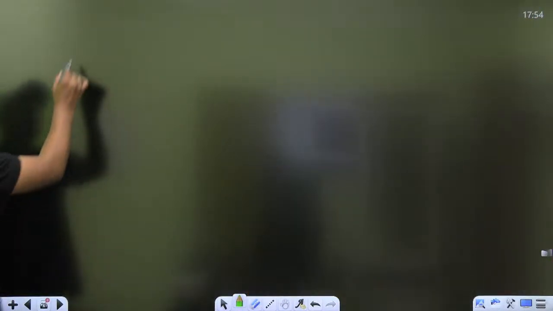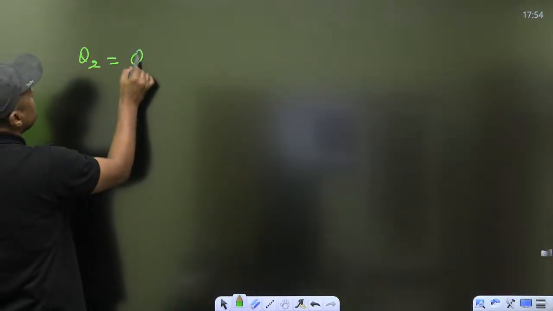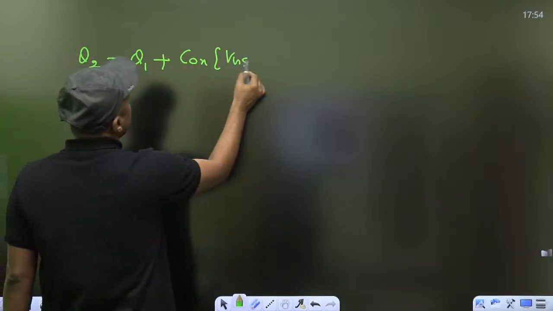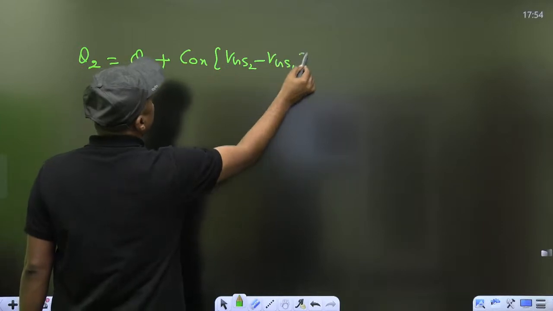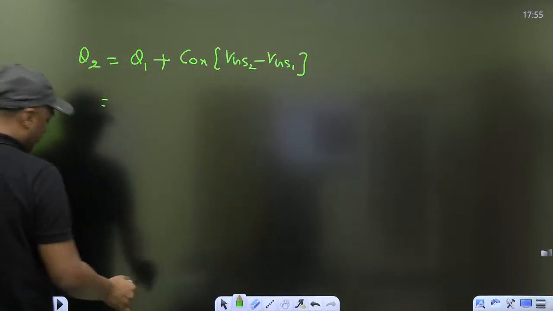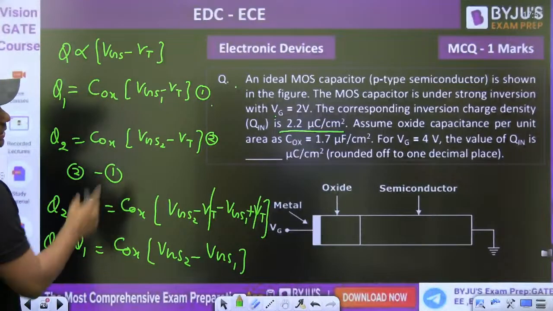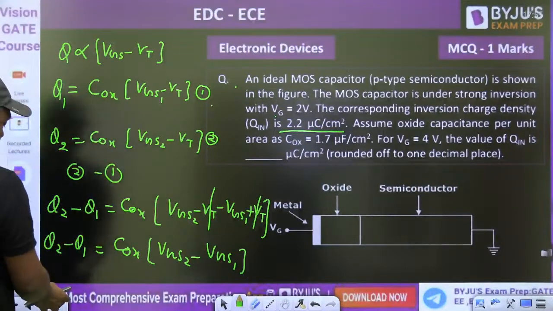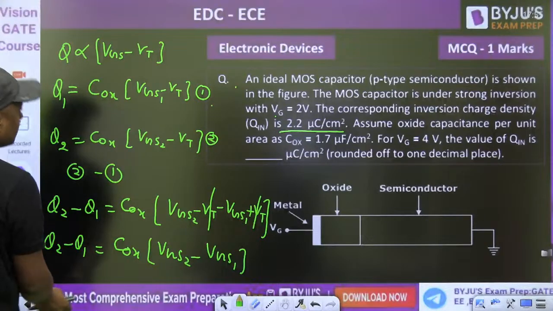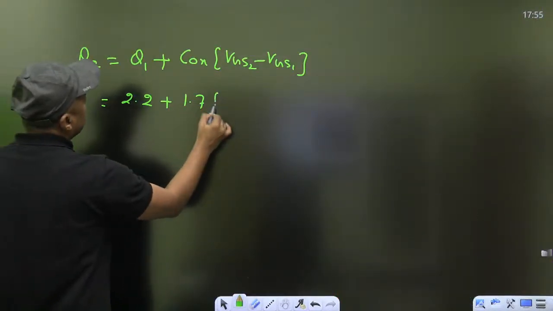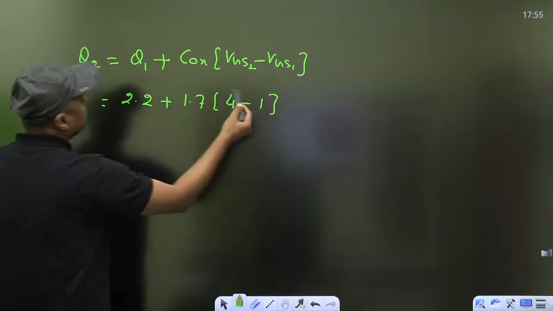So what is the Q2 here? The next charge is given by Q1 plus COX (VGS2 minus VGS1). What is the Q1? Please calculate it. 2.2 micrometer, 4 volt and 2 volt, and it is 1.7. This is 2.2, this is 1.7. Initially, this is the formula.